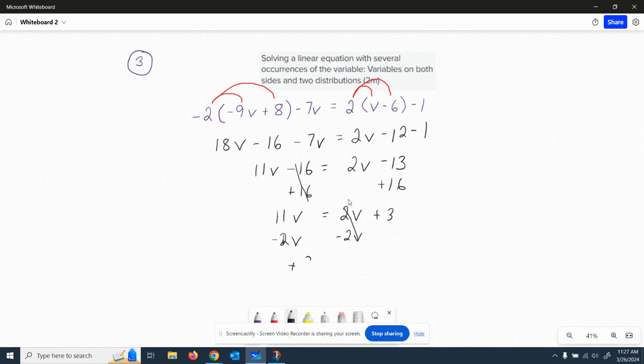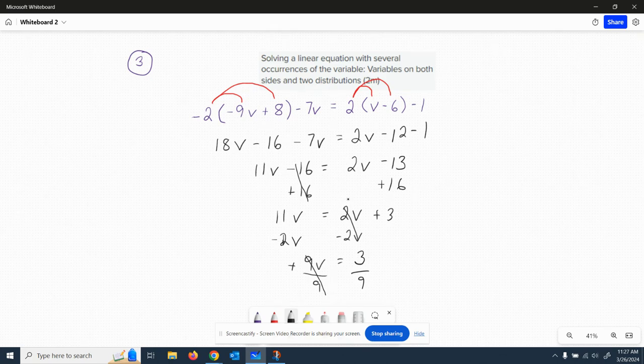Positive 9v. 11 minus 2 is 9 equals 3. All right, 9v equals 3. I want to divide both sides by 9. All right, 9's cancel out. I'm left with v equals 3/9.